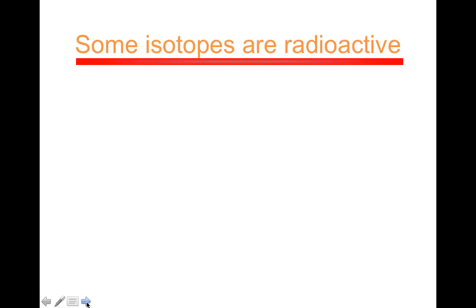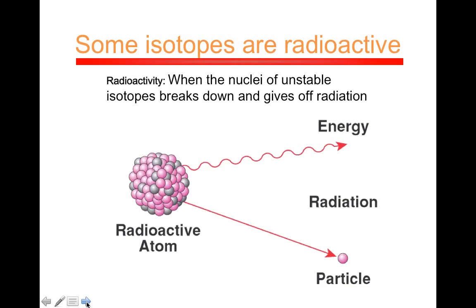So some isotopes are radioactive, and the reason for radioactivity has to do with an unstable nucleus, and when it's unstable it breaks apart into different particles. Those particles that leave the nucleus give off some radiation, and that's in the form of some kind of energy.